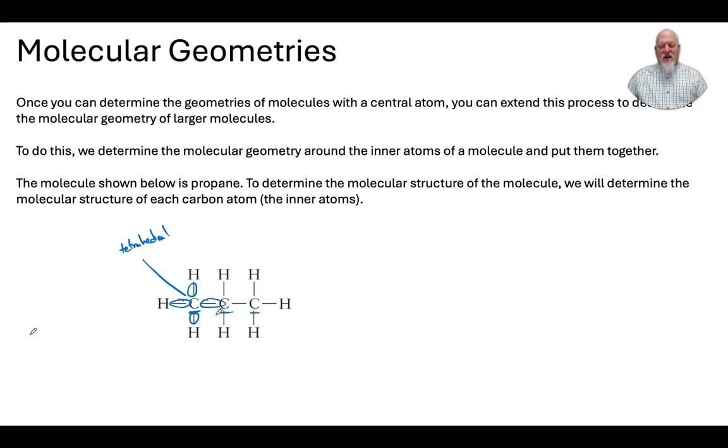Looking at that second carbon, the middle one, it also has 4 bonding groups around it. So we would predict that would be tetrahedral. And then that last carbon has 1, 2, 3, 4 bonding groups around it. Notice we count a bond between two atoms for both atoms because the electrons are shared. So that last carbon also has 4 electron groups around it. So it is tetrahedral.